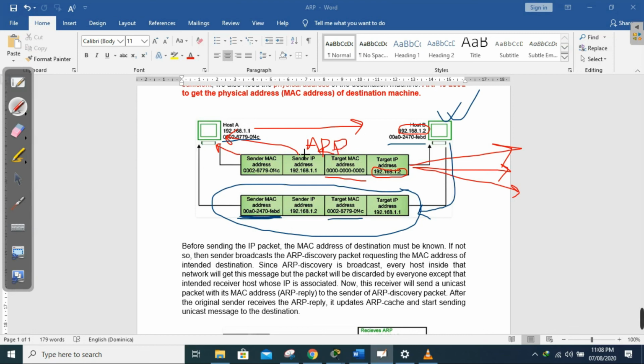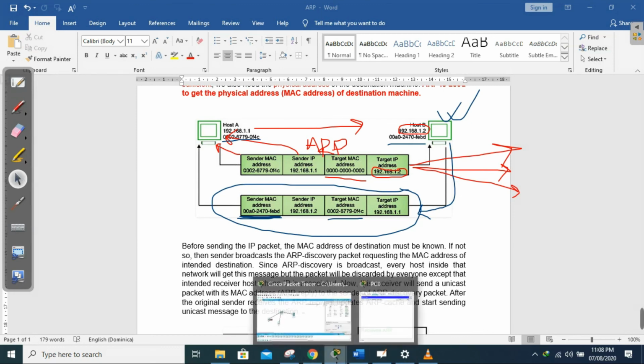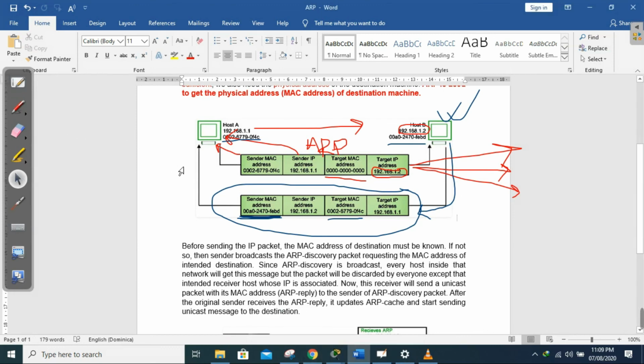Initially this communication didn't know the target MAC address, but now we know the MAC address of our intended destination, host B. So that's how ARP actually works. This is basically the theoretical part. We're going to see the simulation in Cisco Packet Tracer, and we'll be seeing it next.